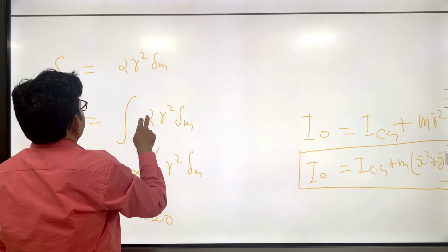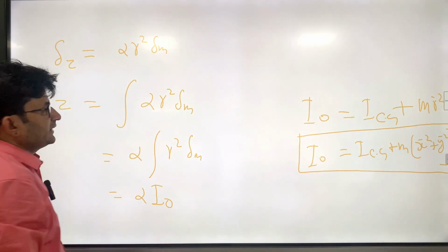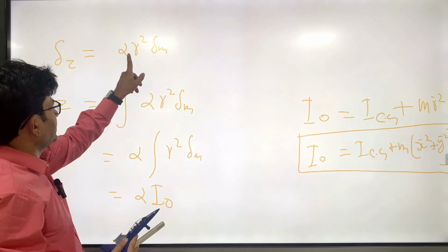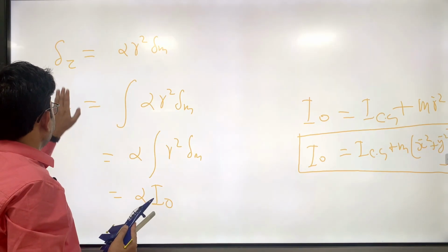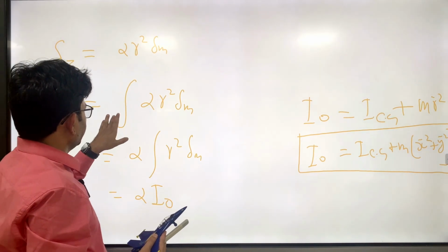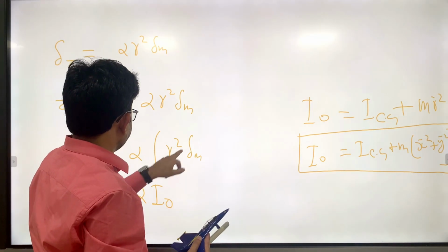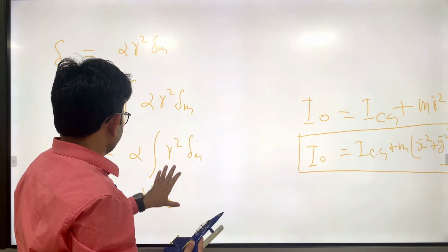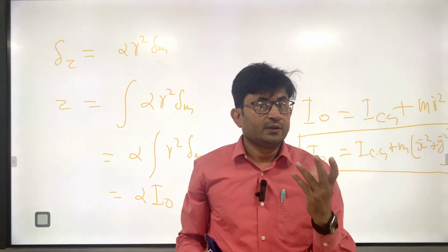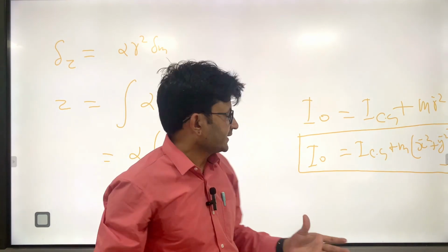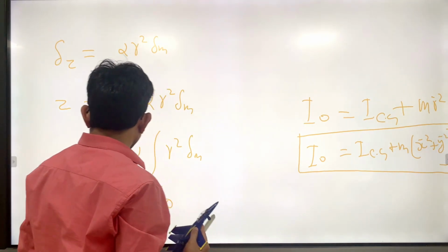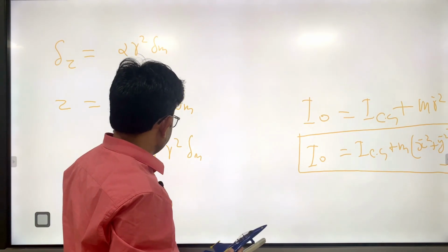And if you multiply by the distance r, you will actually get torque. So r into r becomes r squared, and if you integrate you will get the total torque, tau, equal to integral alpha r squared delta m. So r squared delta m you can take to one side, and what is integral r squared delta m? It is the mass moment of inertia, m r squared, and this is I naught.